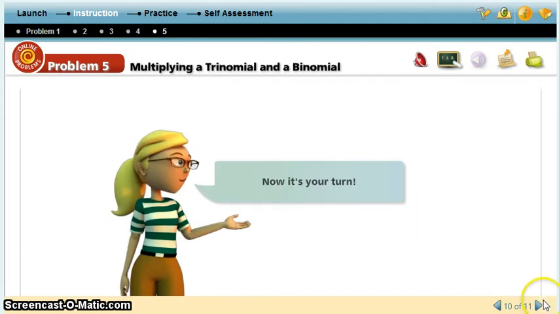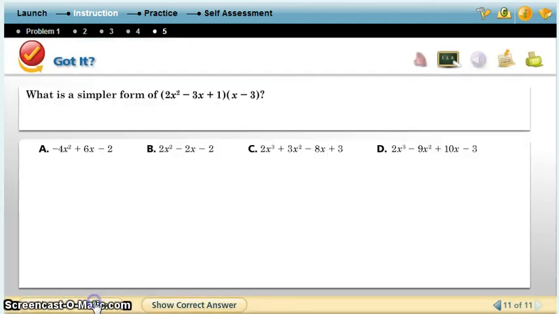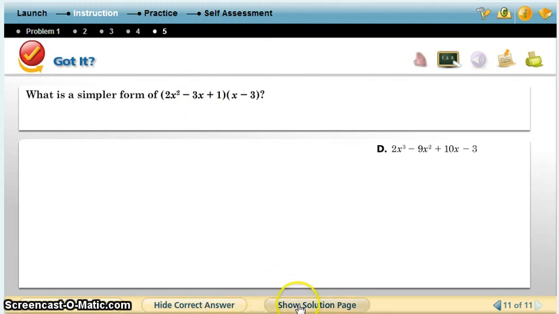So now I want you to try one. So now it's your turn. Pause the video and try this problem. Here are your answer choices. Pause the video and try this problem. Your correct answer is, make sure you distribute this or line it vertically, that's fine, but your correct answer is D.